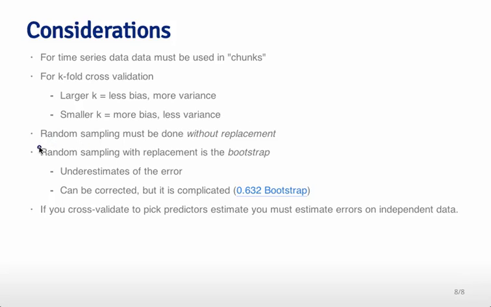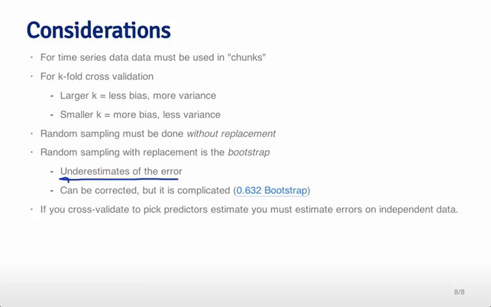Here, the random sampling must be done without replacement. In other words, we're subsampling our data sets. That's, of course, a disadvantage because it means that we have to break our training set up even further into smaller samples. If you do random sampling with replacement, this is called the bootstrap. That's something that you've learned about in your early inference classes, if you've taken those. The bootstrap, in this particular example, will, in general, underestimate the error rate.